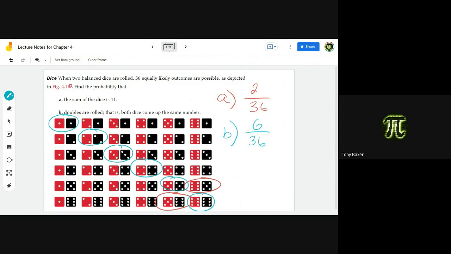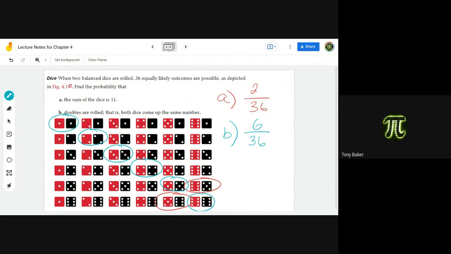If I flipped it 10 times, how many heads am I going to get? Am I always going to get 5 out of 10? No. Could I get 10 out of 10? Yeah. I can get 9 out of 10. I can get 1 out of 10. I can get none out of 10. All those are possibilities, right?